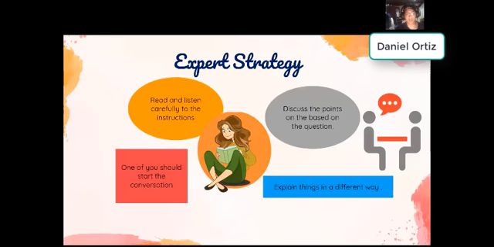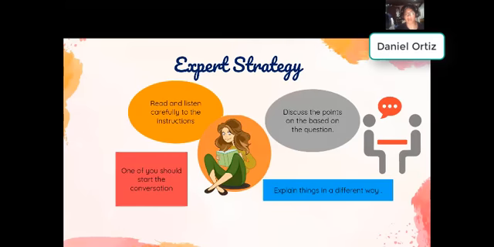Then we have the expert strategy. In this part, you have to read and listen carefully to the instructions. You should spend the first 2 minutes discussing the points of the spidergram. One of you should start the discussion and explain things in a different way if necessary. Use a wide variety of language, including functional language, such as asking for opinions, suggesting, speculating, and summarizing. Make sure that you don't come to a final agreement too quickly. You have a minute for this. Okay, that was part number 3, and good luck.